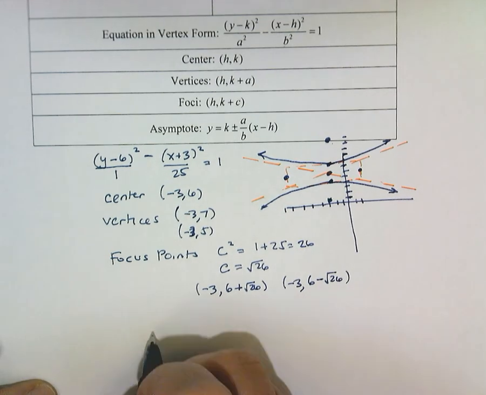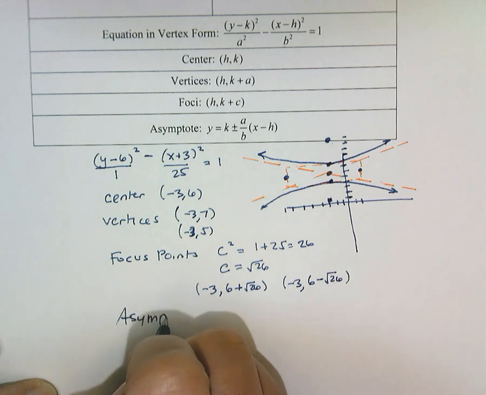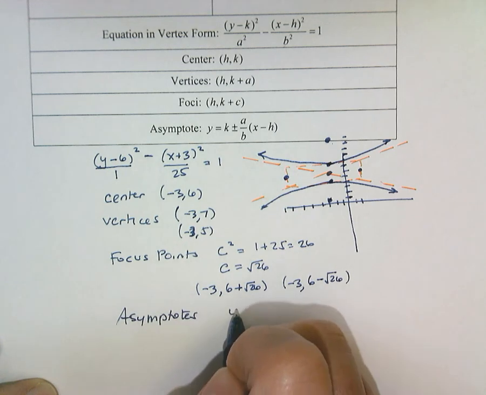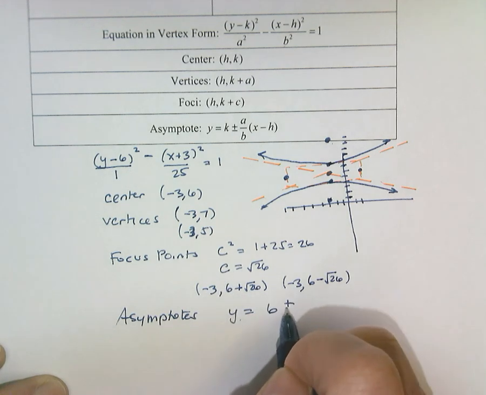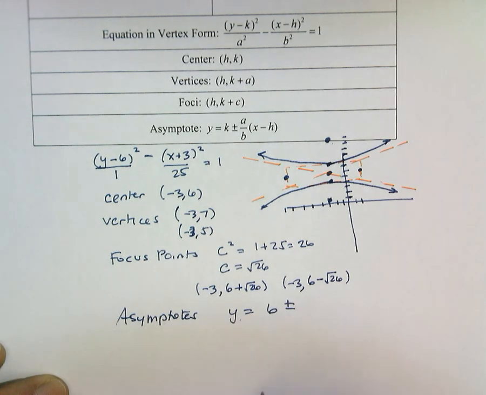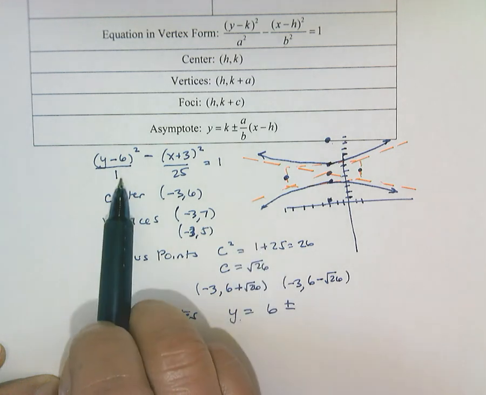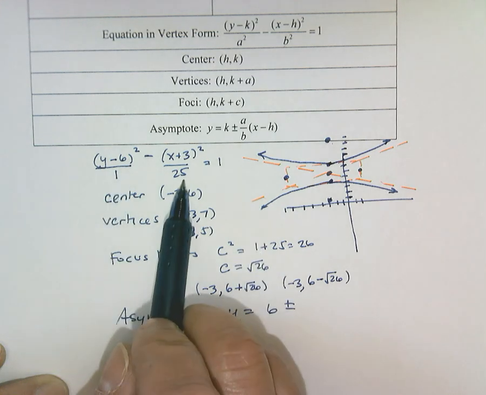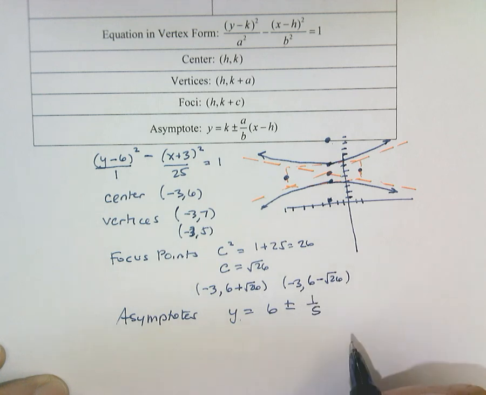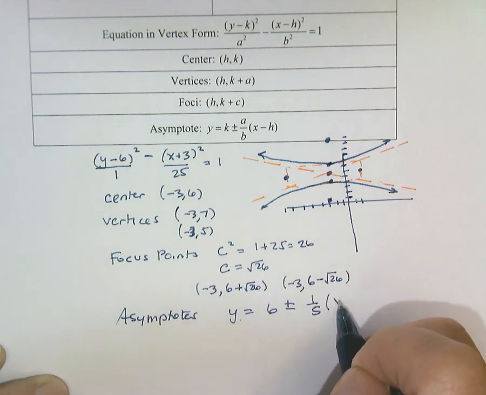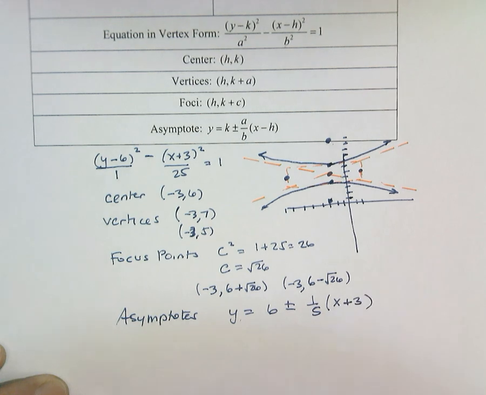And my asymptotes, y equals k, in this case 6, plus or minus a over b. A is always the first one, b would be 5, x minus h, so x plus 3, and there's my asymptote. And I'll do more with these during the live lessons.